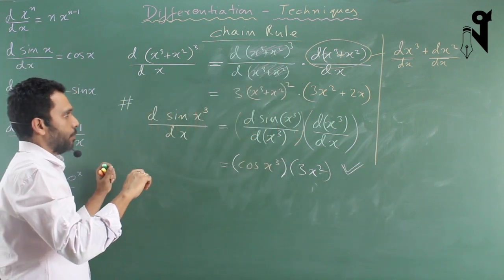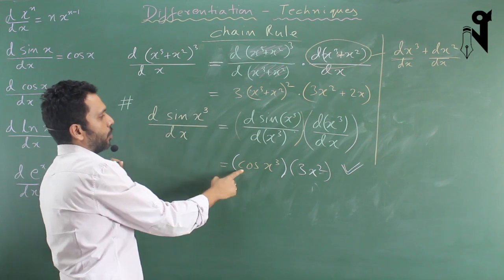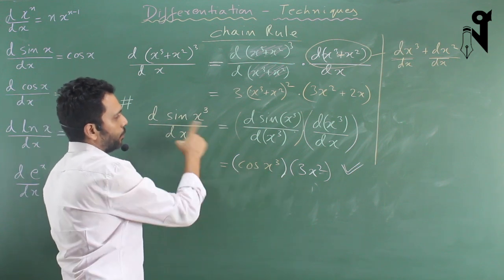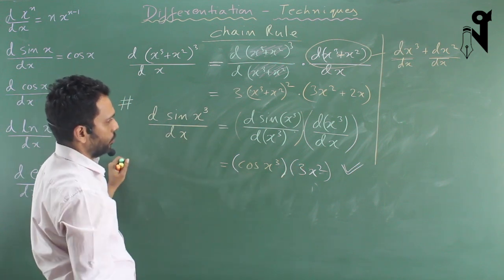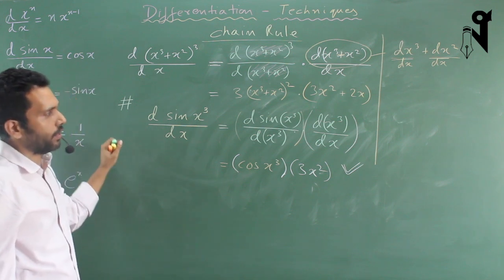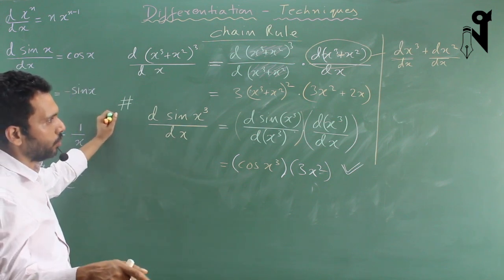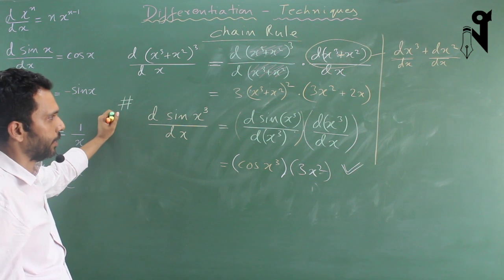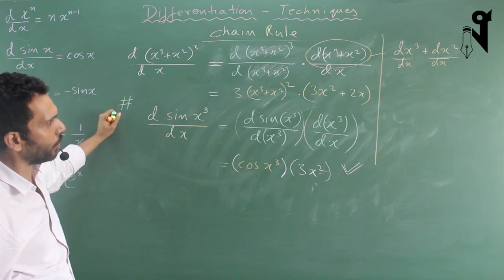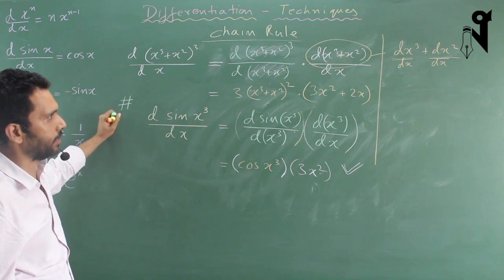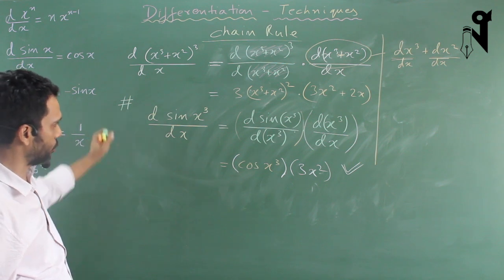As some people told last time that it would be cos x cube, not at all. This is quite different from that, right? There's a 3x square also. So that's the answer. I hope you have understood. You may pause the video, you may rewind and check what is happening. But then I'm not going to give you very many examples, and I'll start asking you to do some questions.